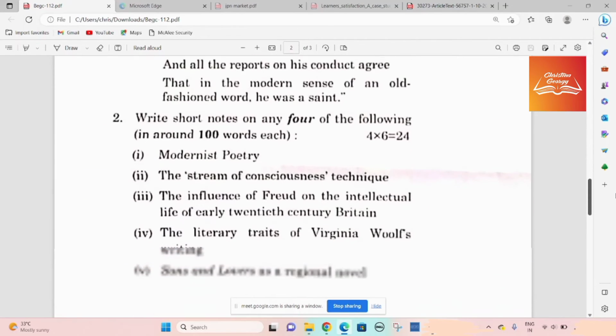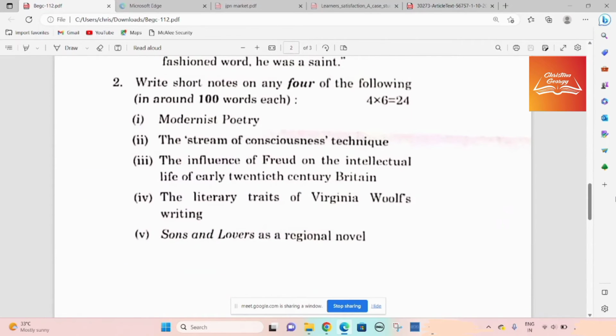Moving on to question 2, it deals with short notes. I am very sure that all of you are familiar with this question type. Here you will have 5 questions as seen on screen, and among those 5 you need to write only any 4, around 100 words. For 100 words you can write for about 1 to 1.5 pages, depends on your handwriting.